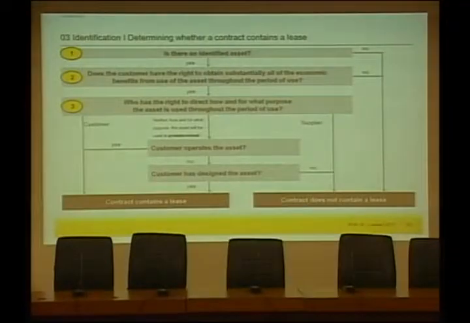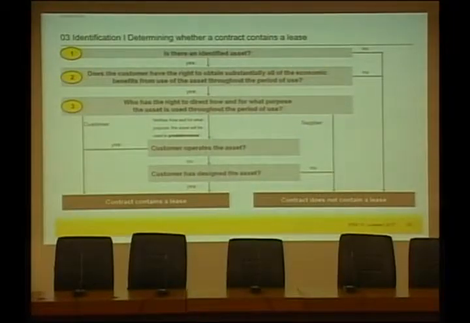Explicit is, for example, if a vehicle with a particular number and everything is mentioned there. And implicit is if there is no real mention of the type or model of a vehicle, but you know that the other person has only one vehicle, which is leased to you, then it's already implicit. Or for example, if PIF wants to lease an aircraft, and we know that this company has only one aircraft, then this is already an identified asset.